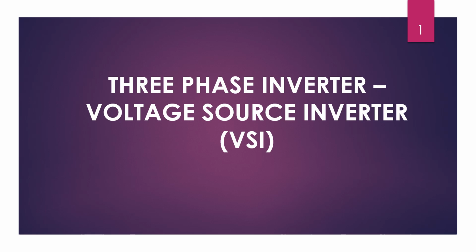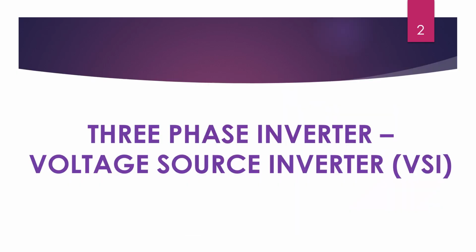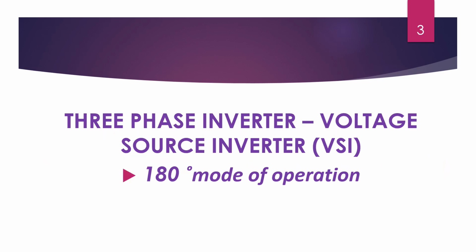Hi everybody. Today I am going to discuss the three-phase bridge inverter, which is also known as the voltage source inverter, in short form VSI. The three-phase voltage source inverter generally operates in two modes of operation: the 180 degree mode and the 120 degree mode. Today we are going to discuss the voltage source inverter which operates in 180 degree mode of operation.